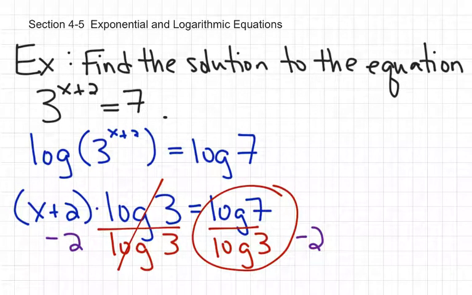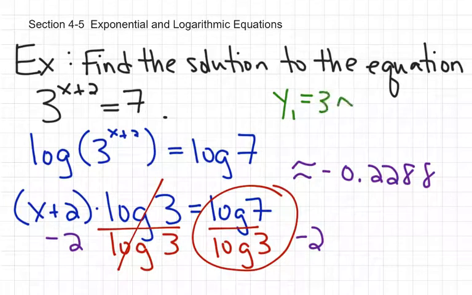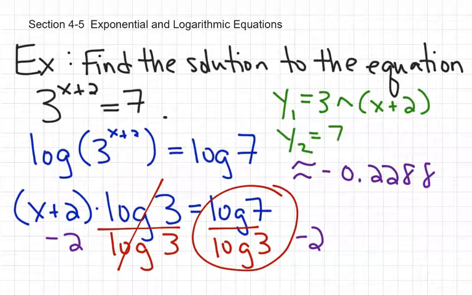So in your calculator, you'll do the log of 7 divided by the log of 3 minus 2. And you should get approximately negative 0.2288. If you want to check this using your graphing calculator, you would put into y1 equals 3 raised to the x plus 2, put into y2 equals 7, graph it, and then find the point of intersection using the intersect function.